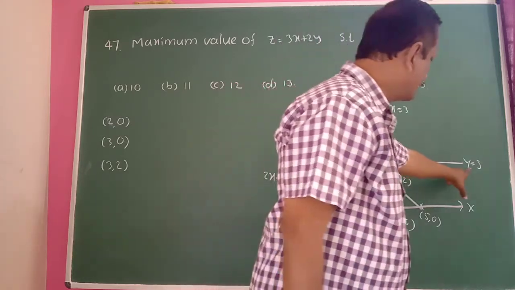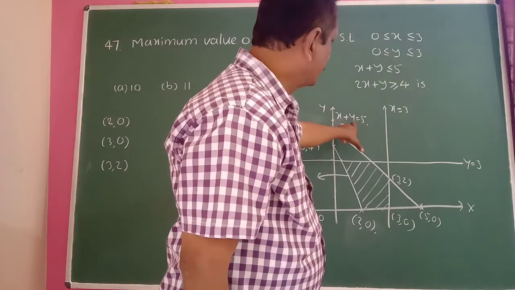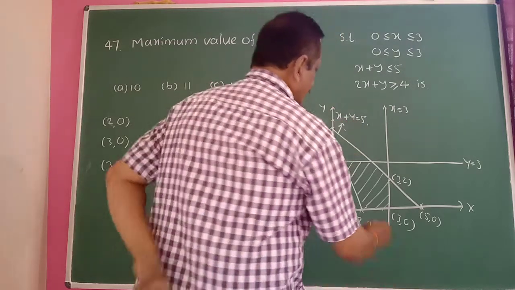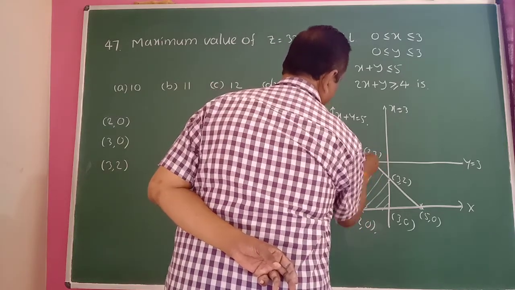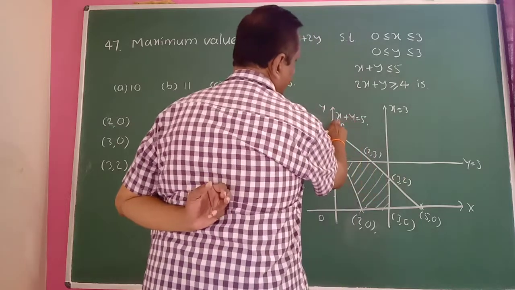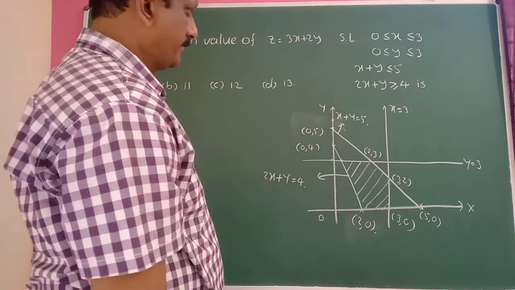So here y is equal to 3. Put y equal to 3 here, therefore 5 minus 3 becomes 2, x equal to 2 here, therefore (2, 3). Y is 3 here, then x becomes 2. So its coordinate is (2, 3).